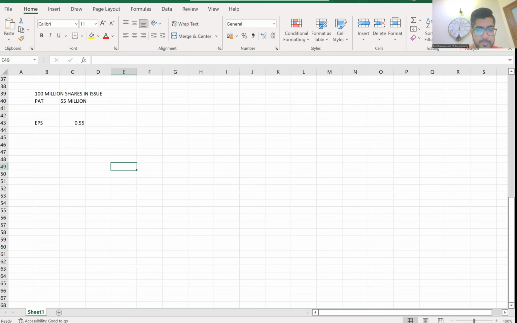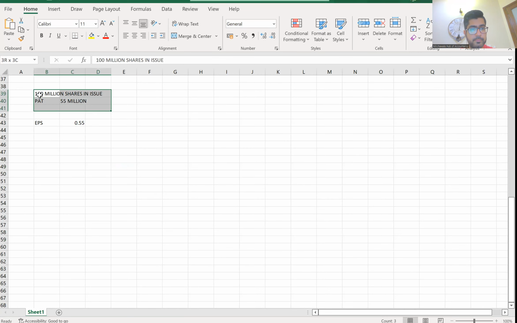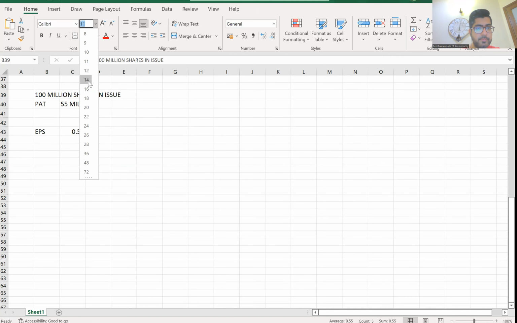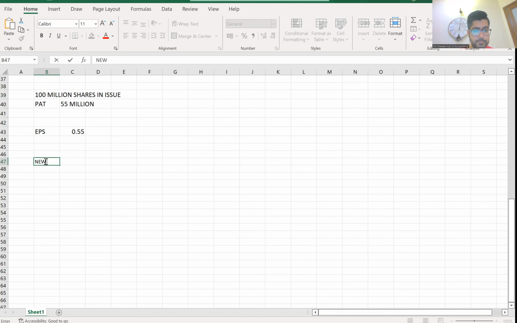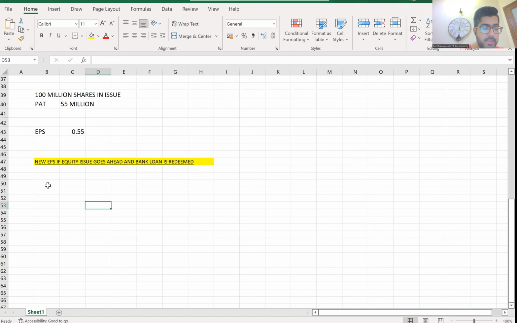Now it's asking, if the equity issue goes ahead and the bank loan is redeemed, what will be the new EPS? New EPS if equity issue goes ahead and bank loan is redeemed. I will do it as per my format taught in the classes. Equity issue goes ahead.